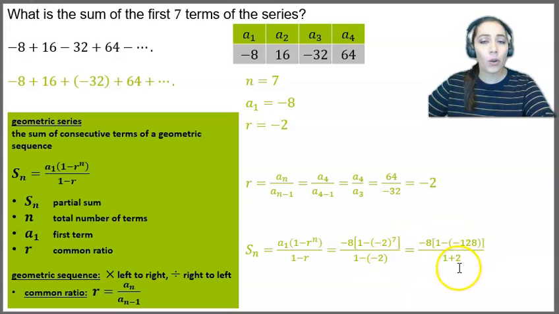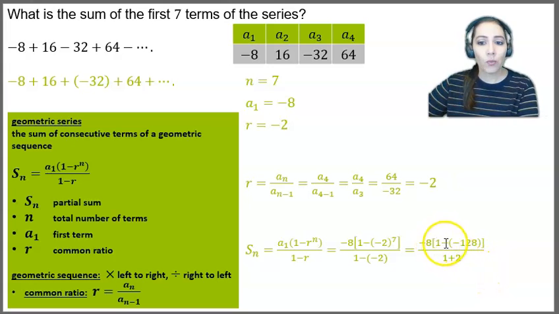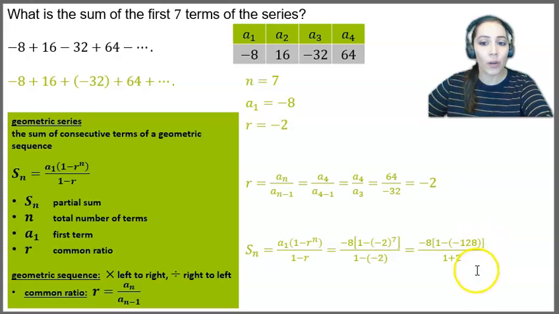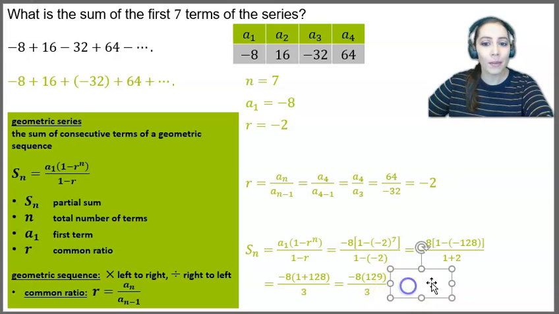From here, I'm going to go ahead and just simplify a little bit more. We have -2 to the 7th power. That is actually equal to -128. So I have 1 minus -128 in my numerator inside the quantity. And in the denominator, 1 minus -2 turned into 1 plus 2. From here, I can go ahead and take that 1 minus -128 and turn that into 1 plus 128. So that ends up equaling -8 times 129 divided by 3.